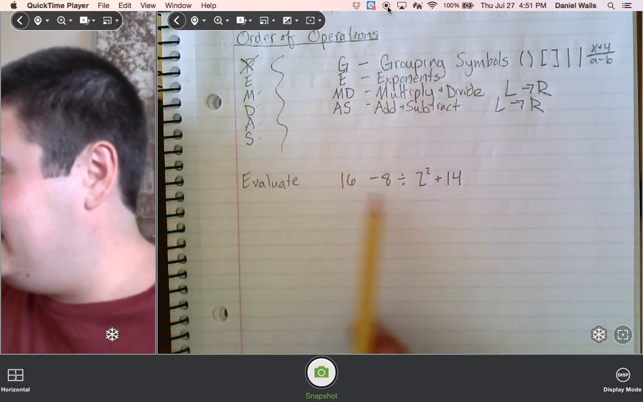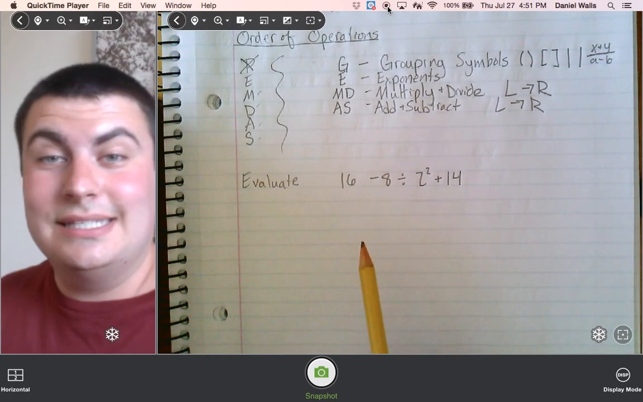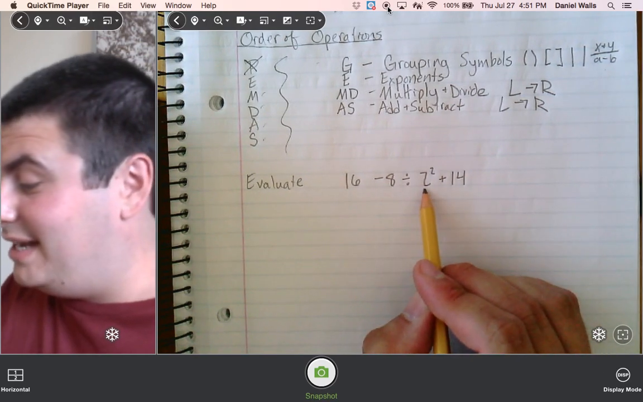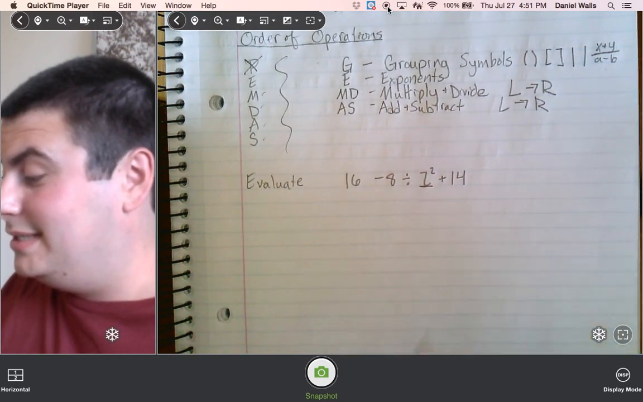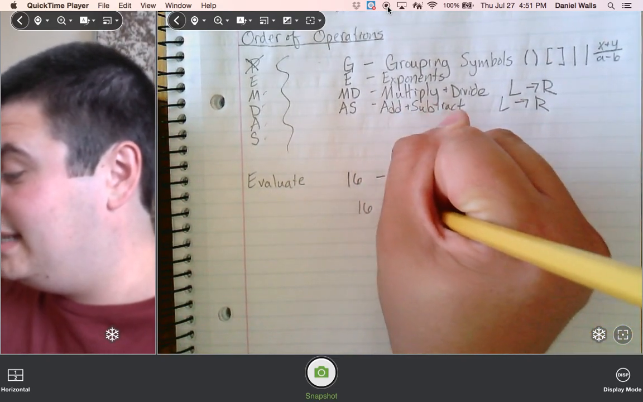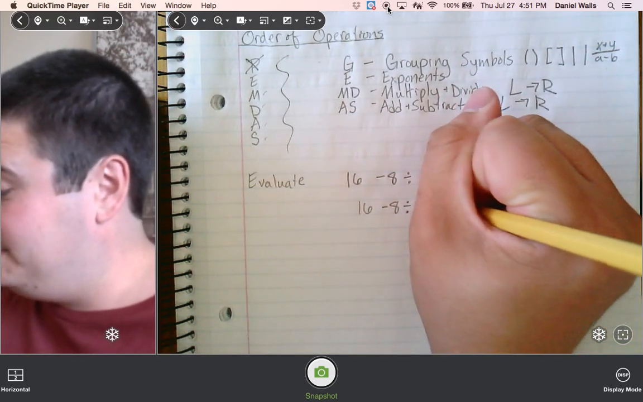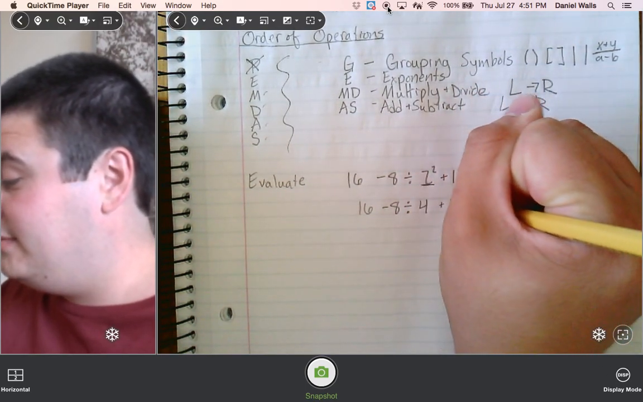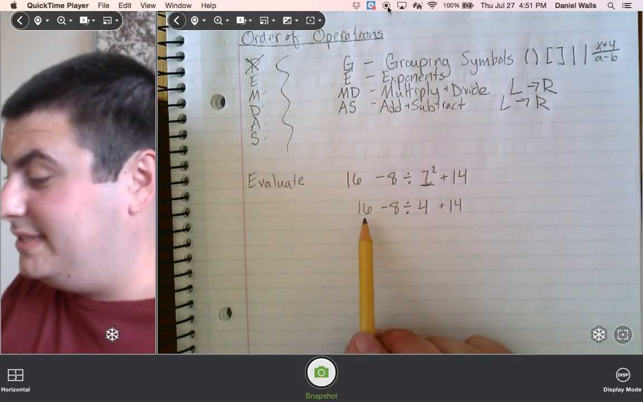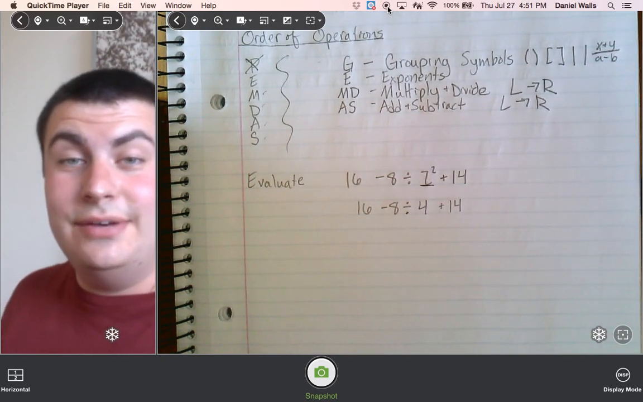So, we look for grouping. Do we have parentheses? Do we have brackets, absolute values? No, we don't have any of that. So we can skip G. E, exponents. We're going to go ahead and simplify this looking at the exponents. So we're going to have 16 minus 8 divided by, what's 2 to the second power? That's 4 plus 14. Now, so we have 16 minus 8 divided by 4 plus 14. So then we did our exponents.